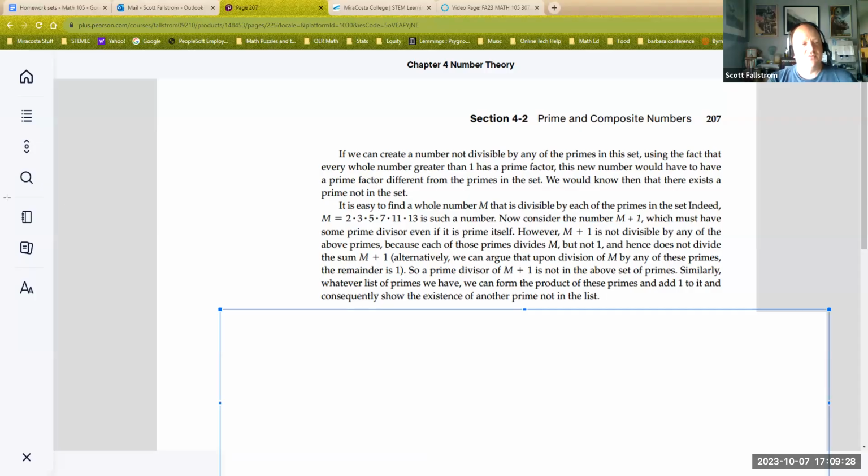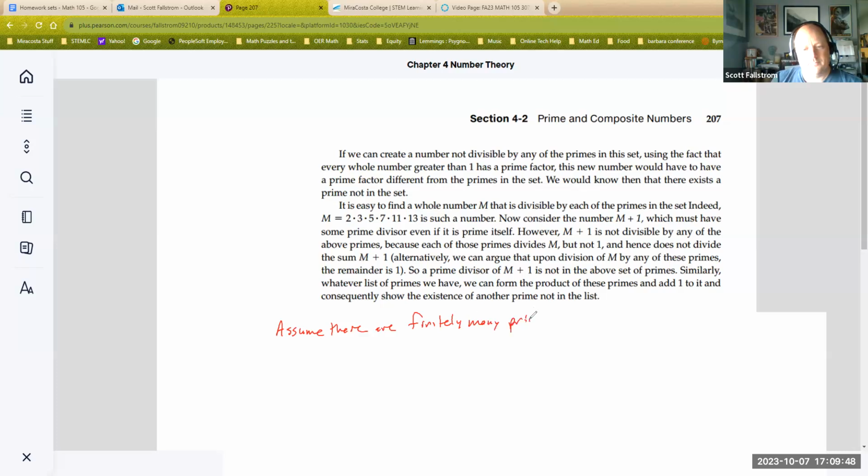So if we assume that the number is finite, assume there are finitely many. Okay, finitely many primes. I don't know how big that is, but we'll just call this m, to be the biggest prime number. So let's say this is the biggest prime number, right?